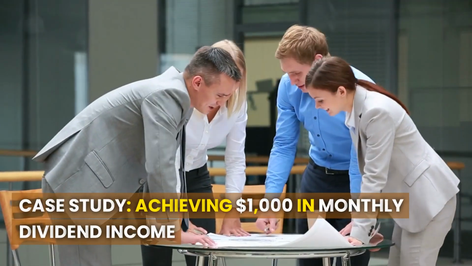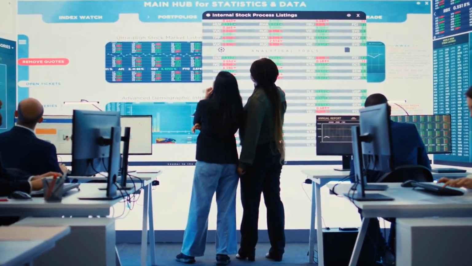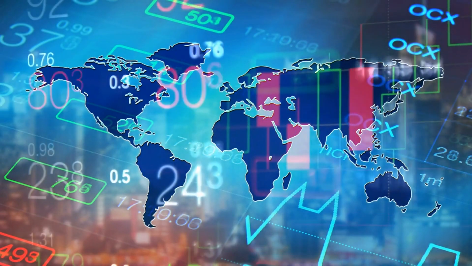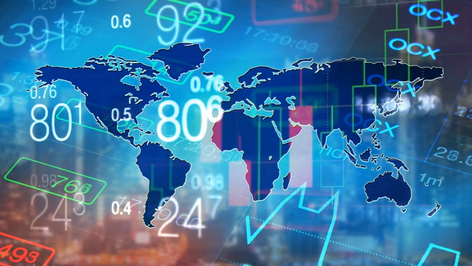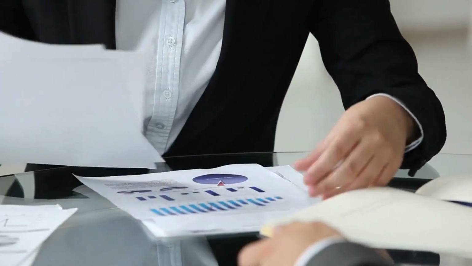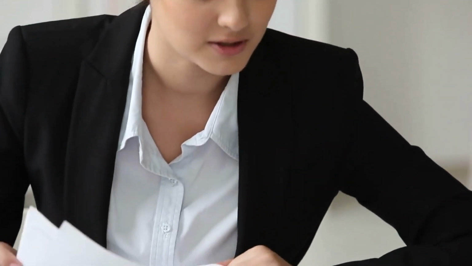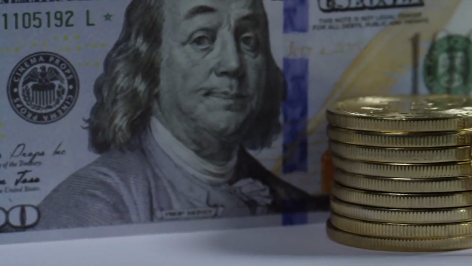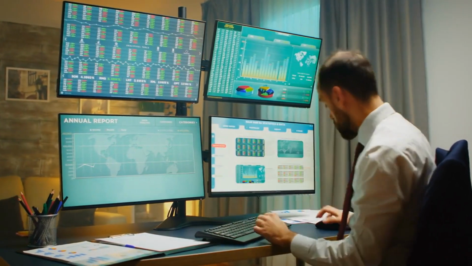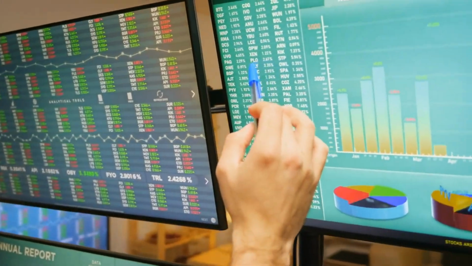Case study: achieving $1,000 in monthly dividend income. Let's break down how you can achieve $1,000 per month in dividend income. Building a high-yield dividend portfolio is an effective strategy for generating passive income and achieving financial independence. By setting clear goals, diversifying investments, and focusing on sustainable and reliable dividend payers, you can create a portfolio that provides steady cash flow for years to come. With discipline, regular monitoring, and reinvestment, your dividend portfolio can become a cornerstone of your passive income strategy, helping you achieve financial security in 2025 and beyond.